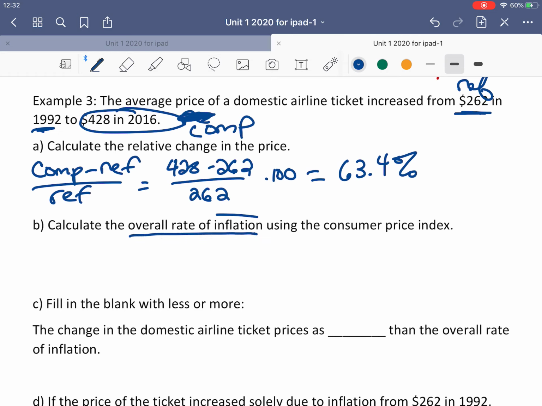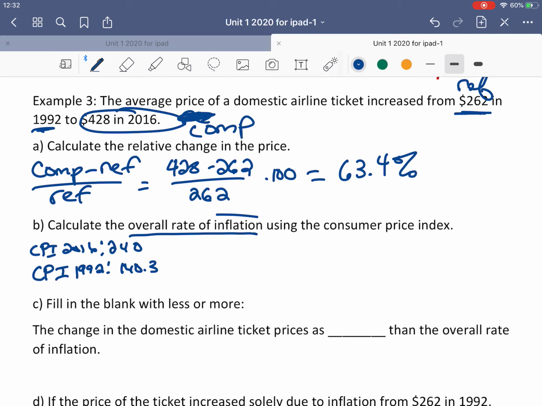Calculate the overall rate of inflation from 1992 to 2016. So we're going to again use compared minus referenced over referenced. We need the CPI. So look back on your CPI. We've learned before that the CPI for 2016 is 240. But we also need the CPI for what year? Look at your problem. 1992. So go back to your chart, look for the CPI from 1992. Don't just take my word for it. Go make sure you can find that it's 140.3.